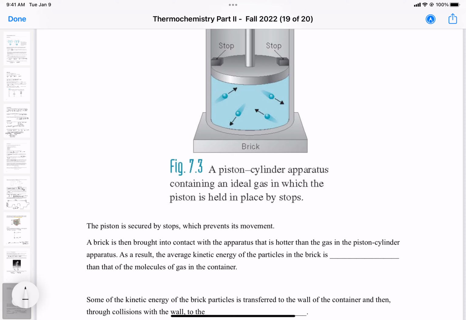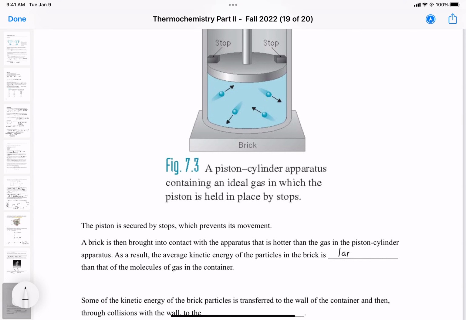As a result of this, the average kinetic energy of the particles in the brick is going to be larger because it's at a higher temperature, right? Because we know that a higher temperature means your average kinetic energy is larger. So in this case, it'll be larger for the brick than for the molecules of the gas, right? So we can say the temperature of the brick is greater than the temperature of the gas.